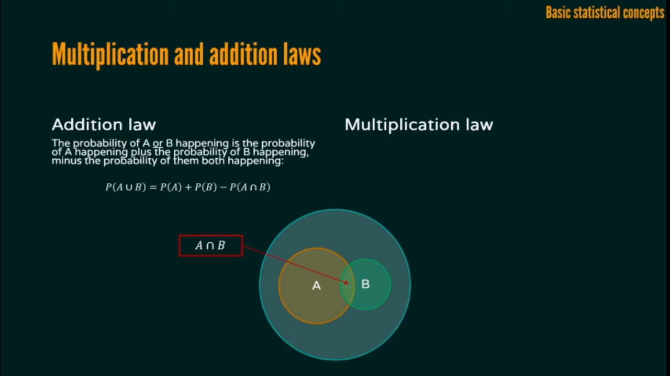In this case, A and B cannot both happen. So if the size of the overlap is 0, you can't have A and B both happening, and they're considered mutually exclusive. As an example of that, if we toss a coin, we can either get a heads or we can get a tails, but we can't get a heads and a tails.